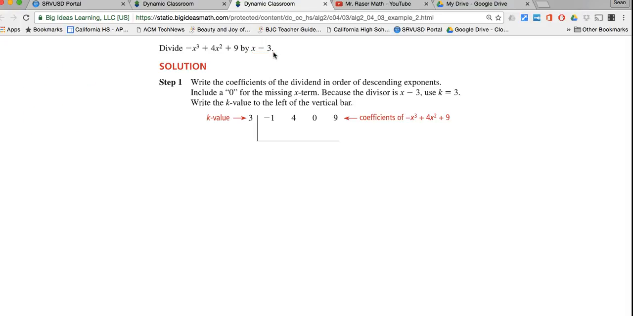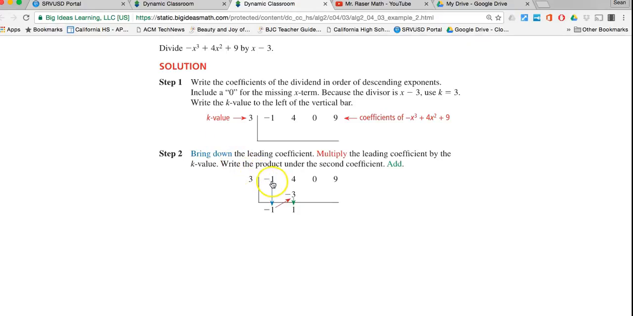Okay, so let's go ahead and work through the problem. Now, remember, these values are just the coefficients of your dividend. So we have -1, 4, 0, because x to the first is missing, and 9. Now, what you're going to want to do first is bring down the leading coefficient. So -1 here is the leading coefficient. You're going to bring that down and write it underneath your rotated backwards L.